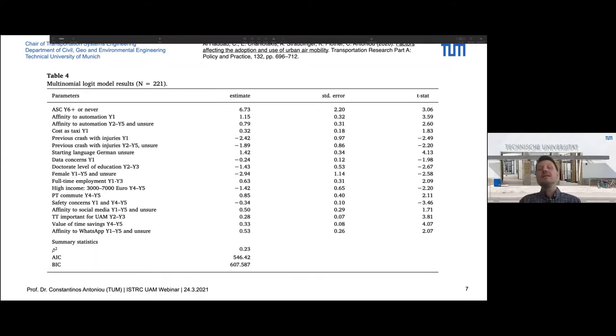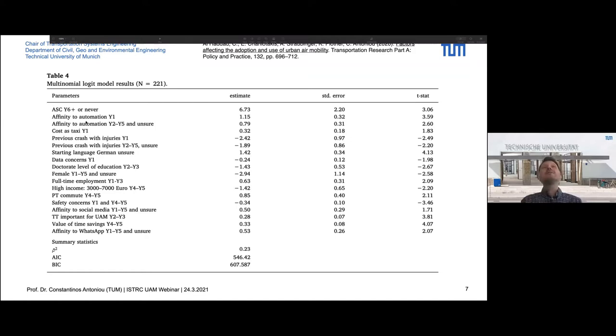And then we use these factors as explanatory variables in the development of discrete choice models, models that describe the expected behavior of the users. I will not go into the interpretation of the model. For some of you, this might make sense. For some of you, it might be kind of new. But the point is that we are trying to correlate the tendency of the respondents to use UAM immediately, so in the first year or in the second to third year or in the fourth to fifth year or after the fifth year of implementation. And we're trying to see how the various factors influence this decision.